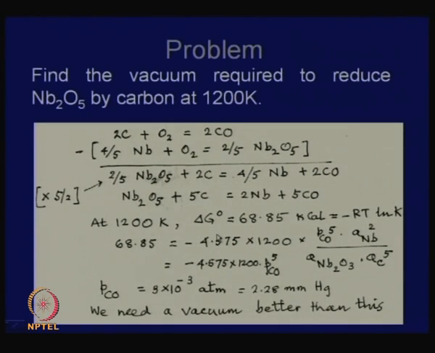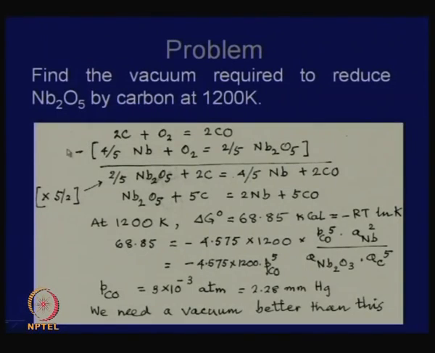Now, I have been talking about this word slag quite frequently. So, I would like to say a few words about what is slag and how is slag made. But before that, let me give you one or two small examples of how thermodynamic calculations are applied in the case of reduction reactions. Now, here is a small problem.